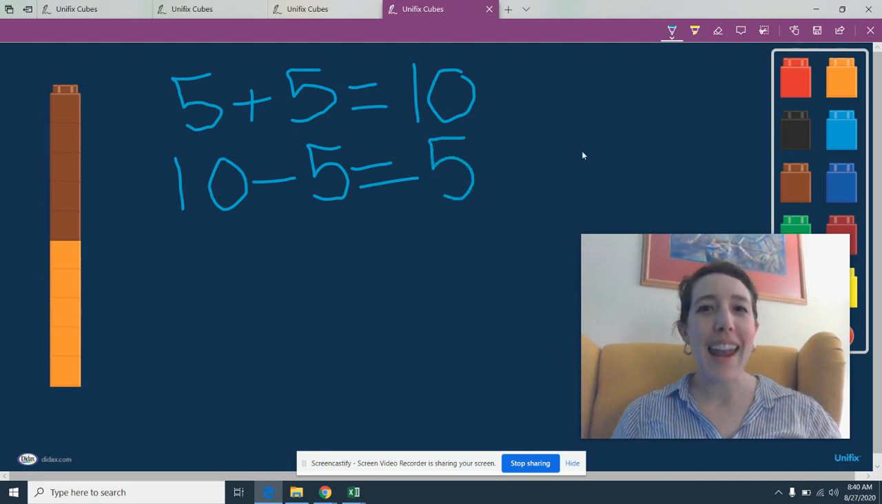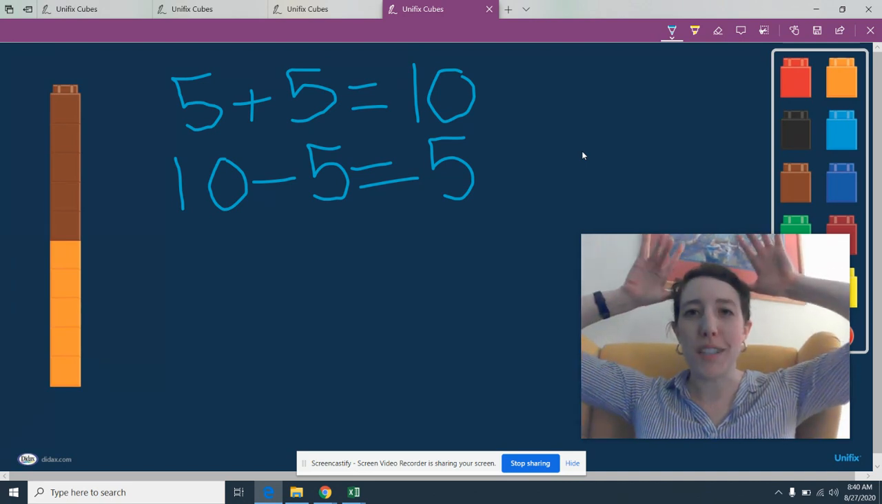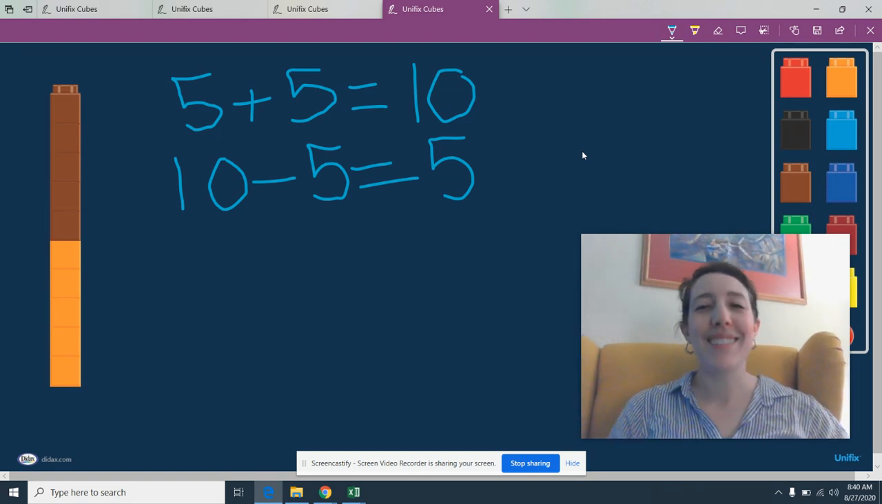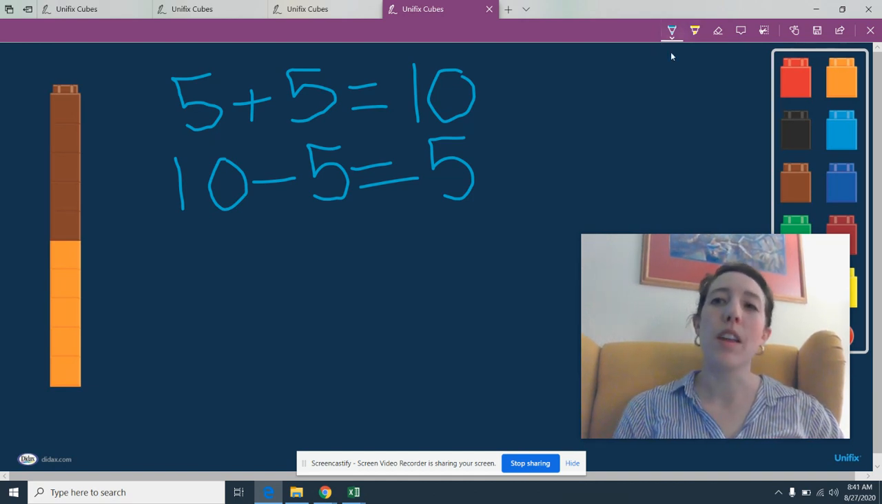If 10 minus 5 equals 5 is on your paper, I want you to show me moose ears. Will you show me moose ears if 10 minus 5 is on your paper? Alrighty. Awesome job, boys and girls. We're going to do one more true or false. So I'm going to switch colors again.